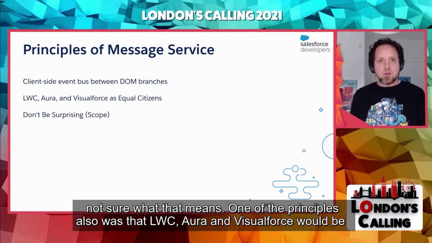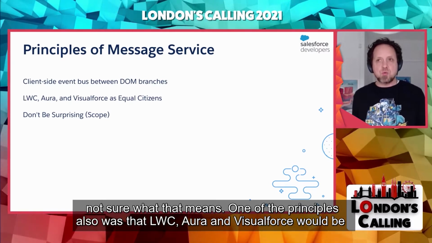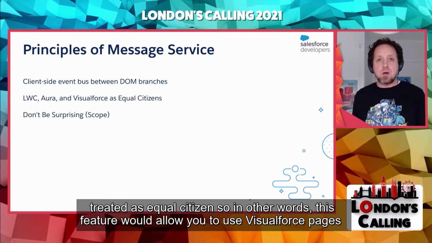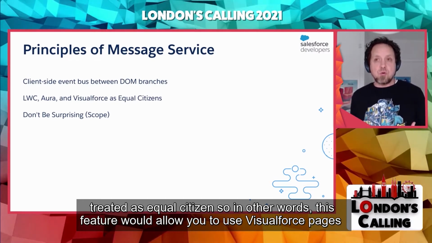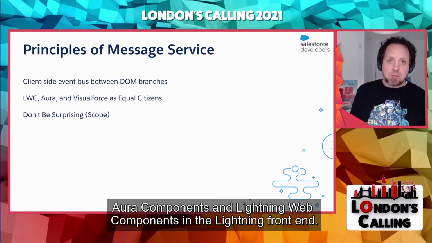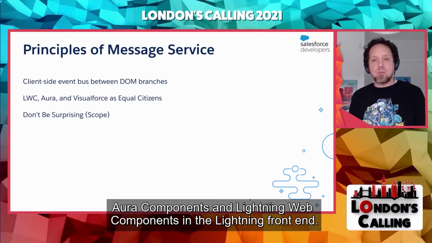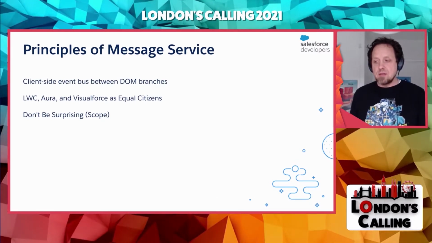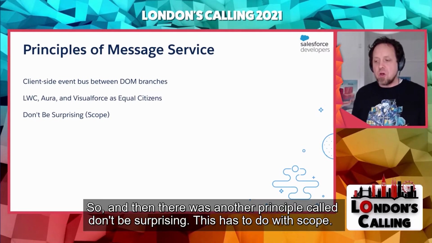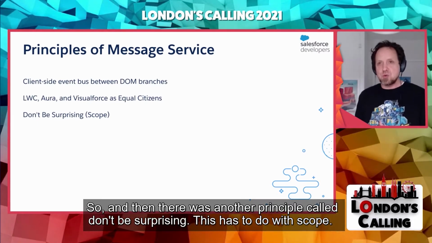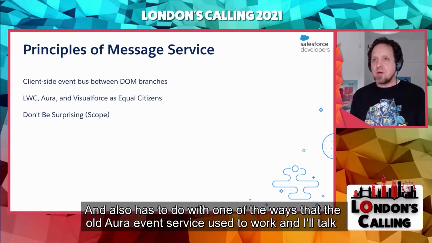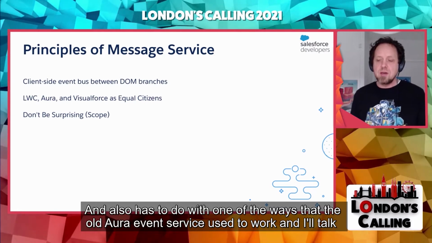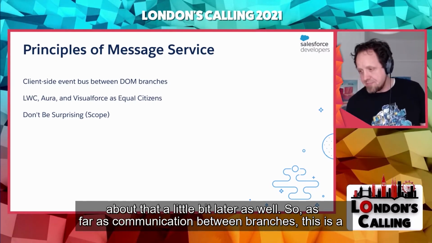One of the principles also was that LWC, Aura and Visualforce would be treated as equal citizens. So in other words, this feature would allow you to use Visualforce pages, Aura components, and Lightning Web Components in the Lightning front end. And then there was another principle called don't be surprising. This has to do with scope and also has to do with one of the ways that the old Aura event service used to work. And I'll talk about that a little bit later as well.